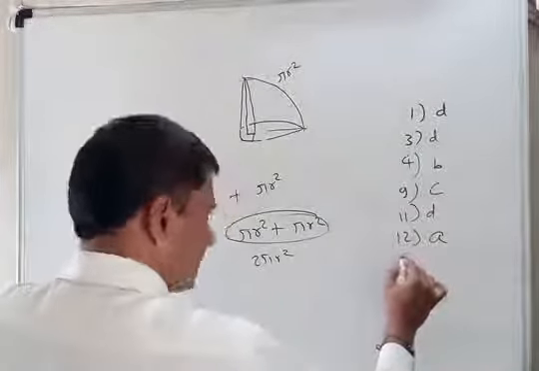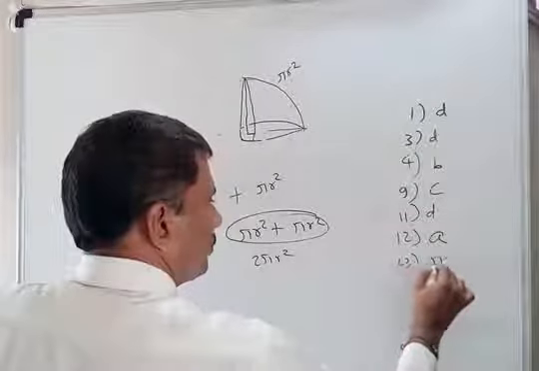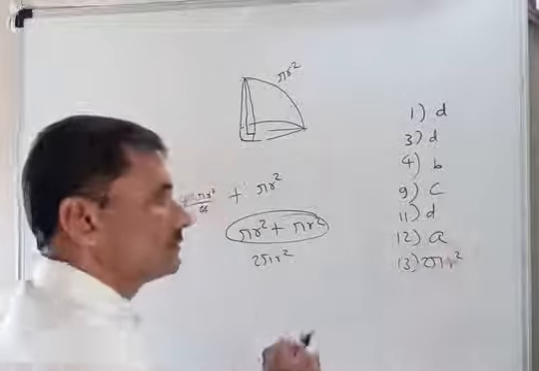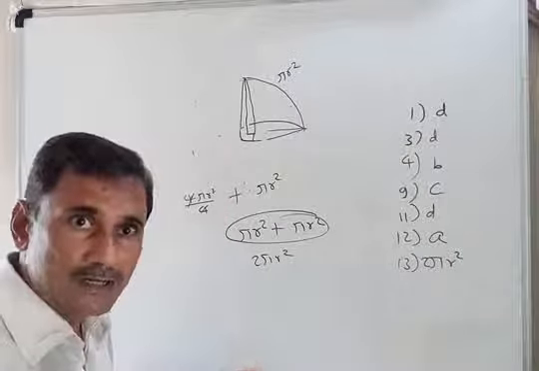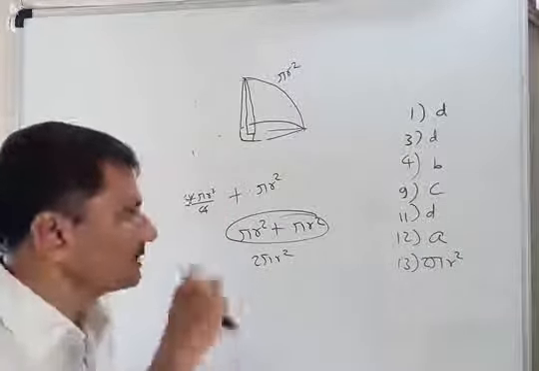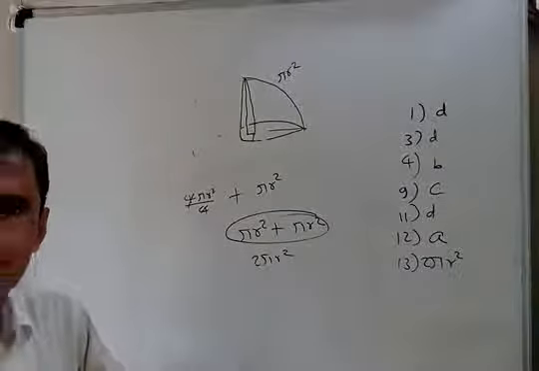Otherwise, directly remember it. In 4 parts, it is 2 pi r square. In 2 parts, first MCQ, in 2 parts, 3 pi r square. Okay, so just remember.